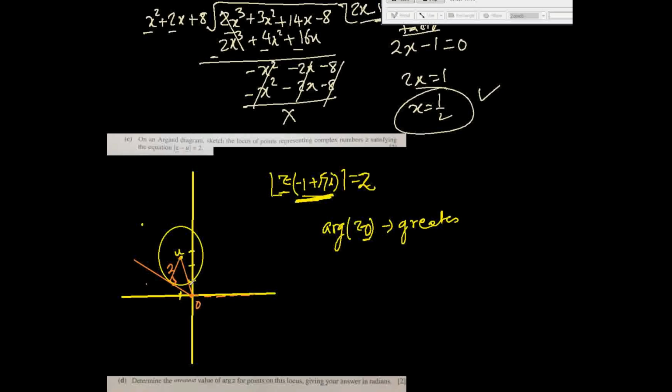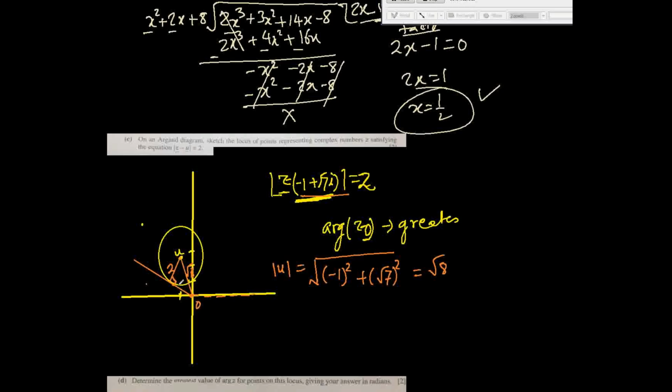We can find the modulus of u. So let's find the modulus of u. u is minus 1 plus square root 7 i. So the modulus is found this way: minus 1 squared plus square root 7 squared, which will be how much? 1 plus 7, 8. Square root 8. This is square root 8.